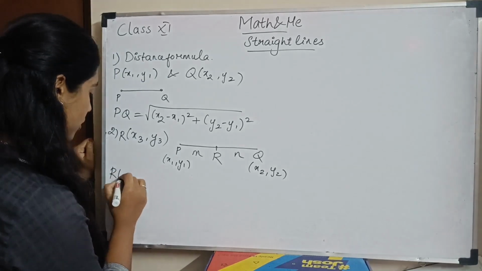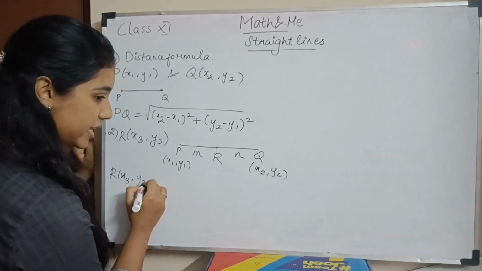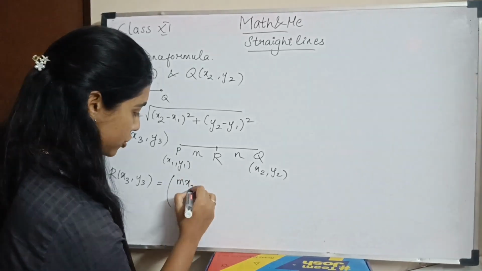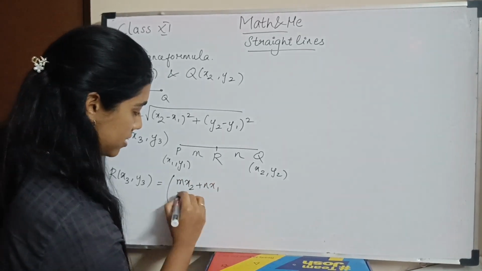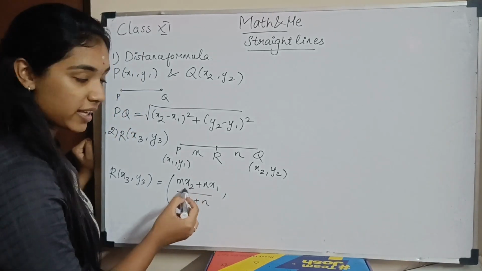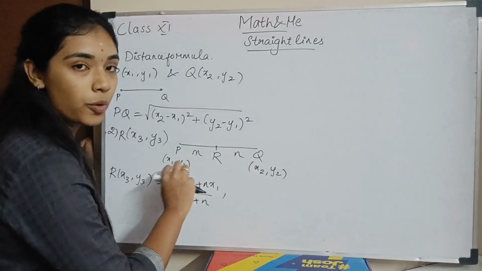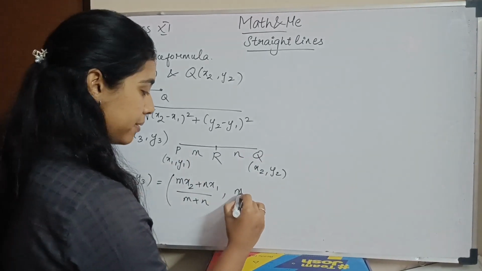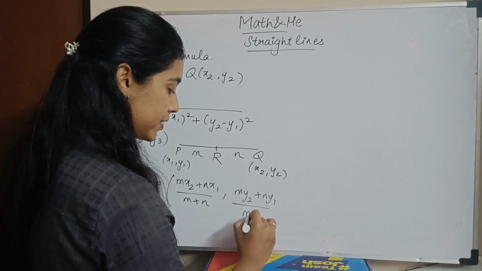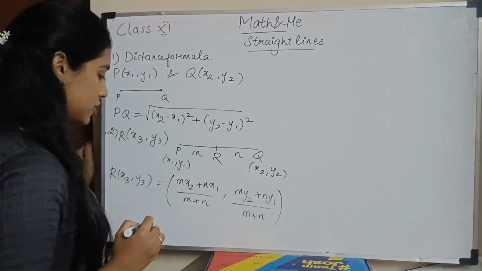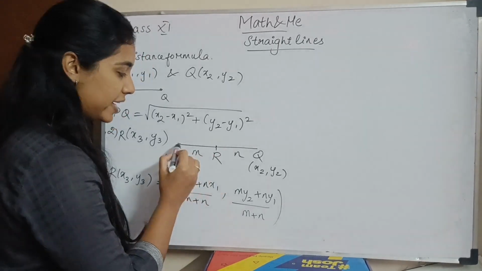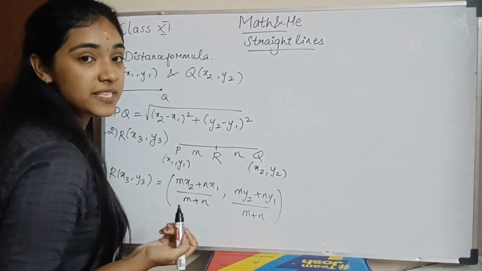So the coordinate of R, which is x3, y3, is nothing but (mx2 plus nx1) by (m plus n). This is the x coordinate. That's why we are taking the x coordinates of the 2 points. Comma, (m y2 plus n y1) by (m plus n). So this is how you find the coordinates of the point that divides the line segment in some specific ratio.